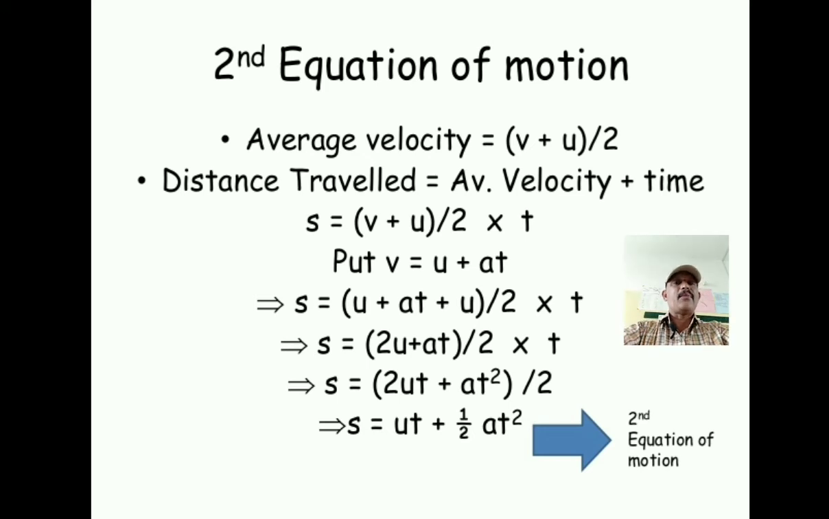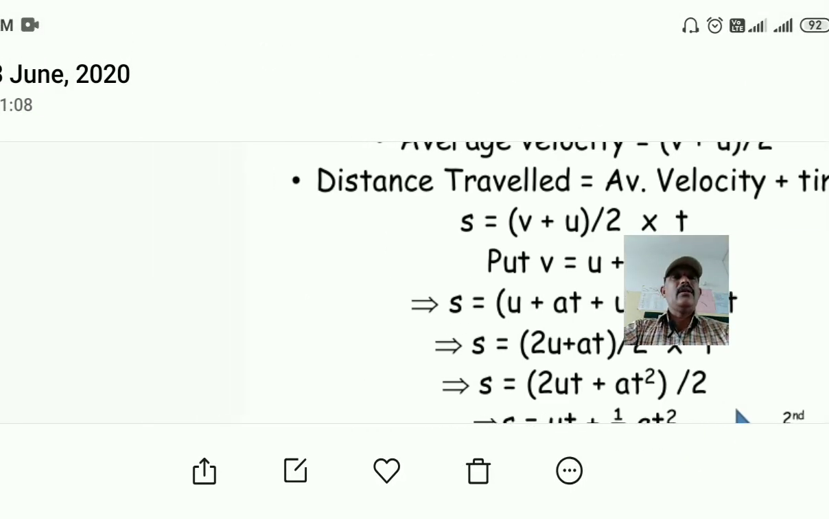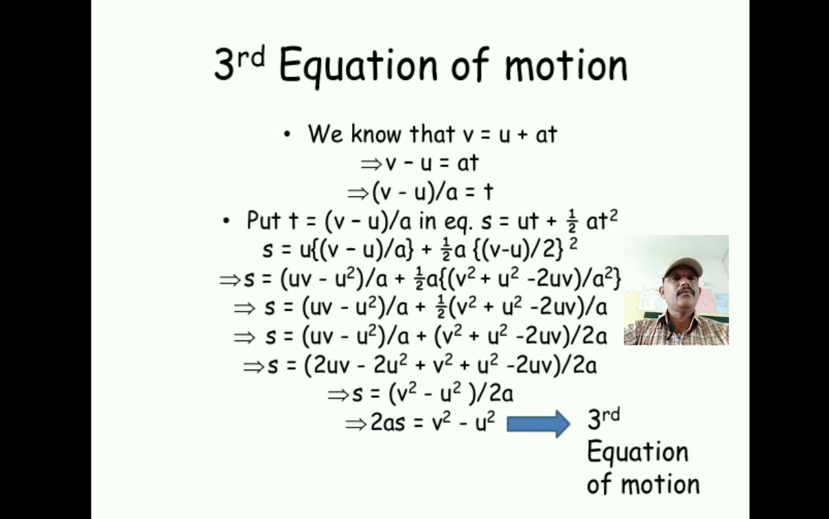Here s represents the distance travelled, u is the initial velocity, t is the time, and a is the acceleration. So this is the second equation we have derived. I think you understood. Now the third equation of motion.